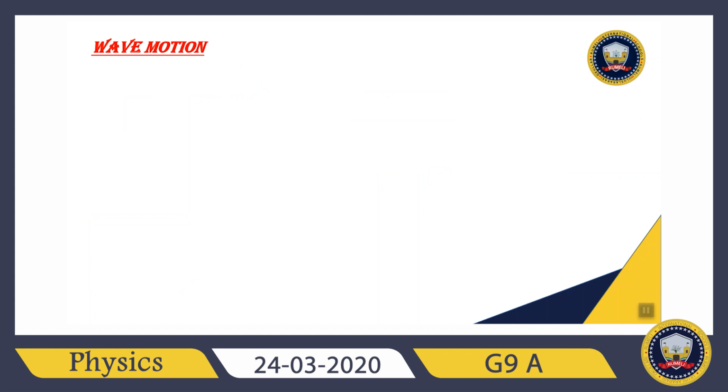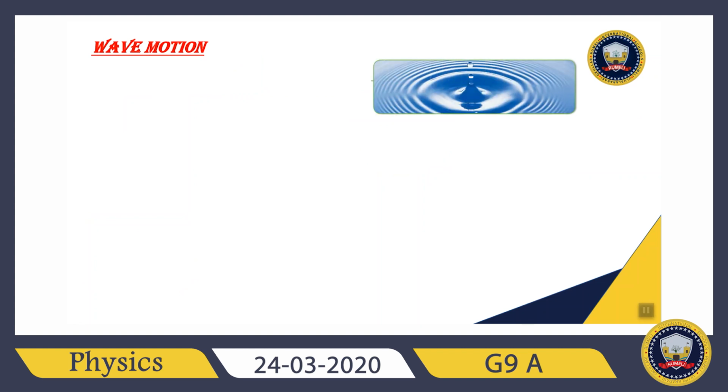For example, if you throw a stone in the water, it makes a disturbance in the water. So simply, the motion of such a disturbance is called wave motion. The wave is the motion of a disturbance. And the particles of the water in such a case are called medium particles.